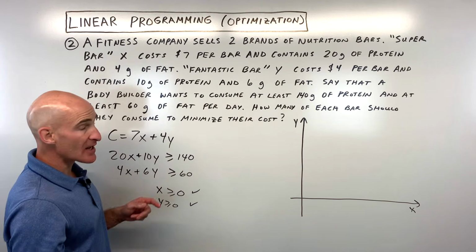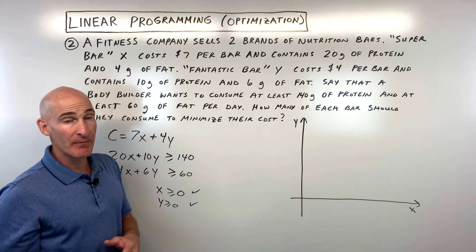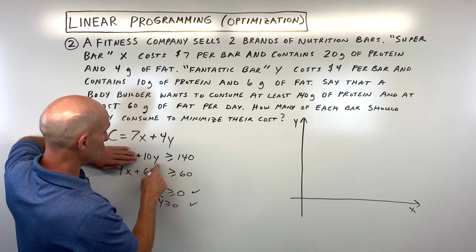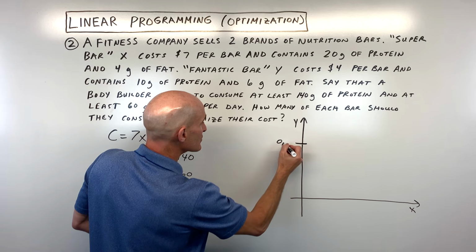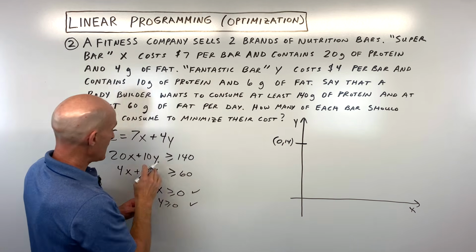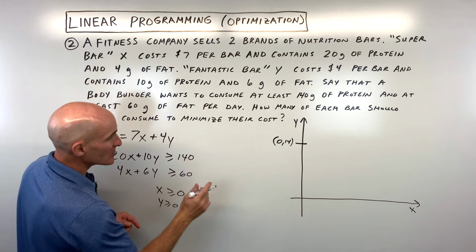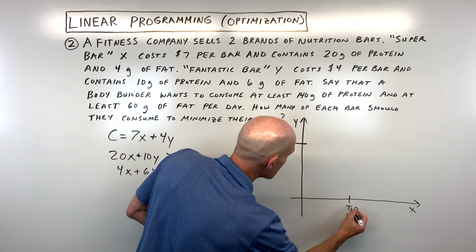Now let's plot these. Generally when the variables are on the left side of the inequality, I like to do the intercept method where I set x to 0 and solve for y. So if x is 0 here, you can see y would be 14. So let's just say this is 0, 14. If y is 0, 0 times 10 is 0, divide both sides by 20, you can see that x is coming out to 7. So let's just say this is 7, 0 here.